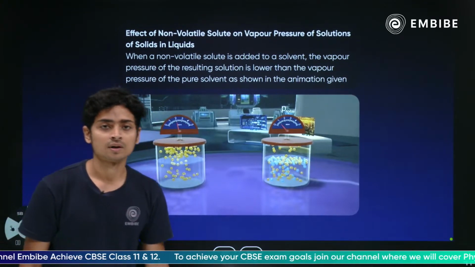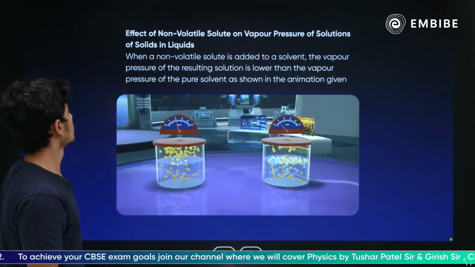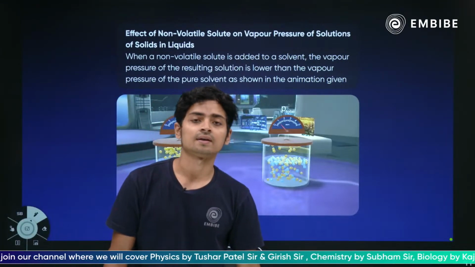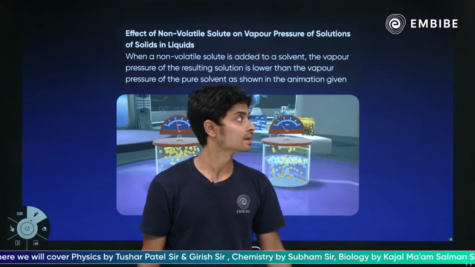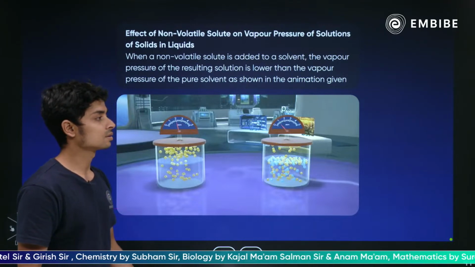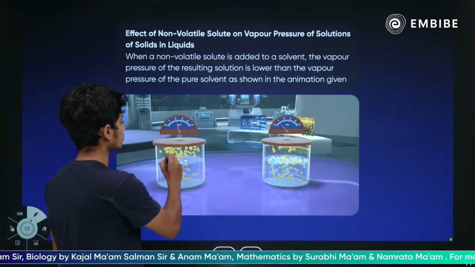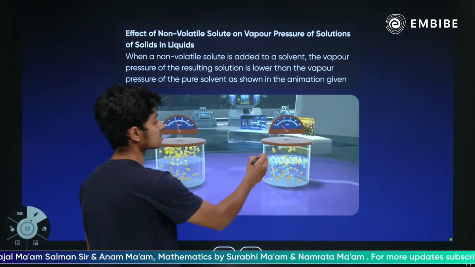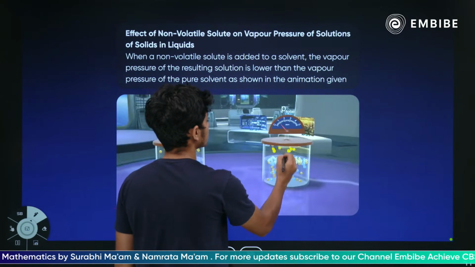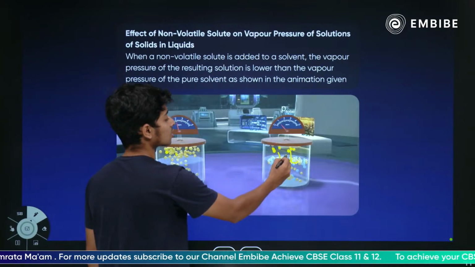So what do you mean by non-volatile? Non-volatile means it has a relatively higher boiling point. Volatile means relatively lower boiling point. So if you add a non-volatile solute, let's say you are adding salt to water to make a saline water solution, what happens? Let's imagine these yellow particles are your salt particles. They go into the solution and they sort of block the surface.